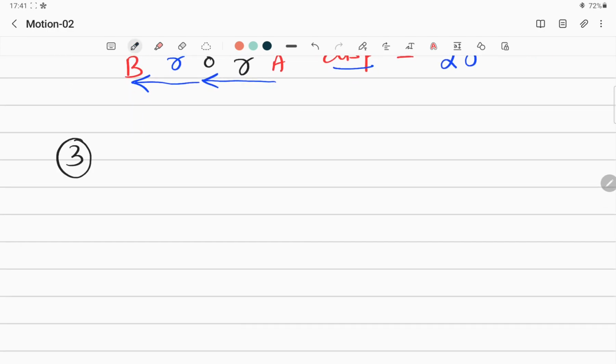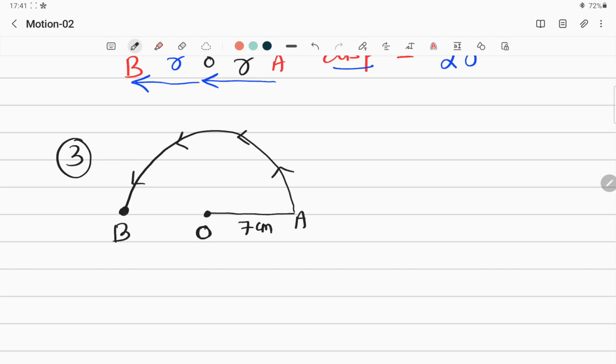Let us take one more case, the third case. This boy started from this point O and went in a straight line of 7 centimeter. Then he took not a complete turn, but a semicircular turn like this, and he stopped. He started from O and went to A. Then he took a semicircular turn here, came back, and stopped at B.